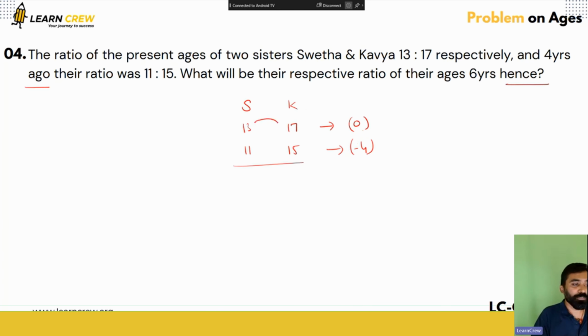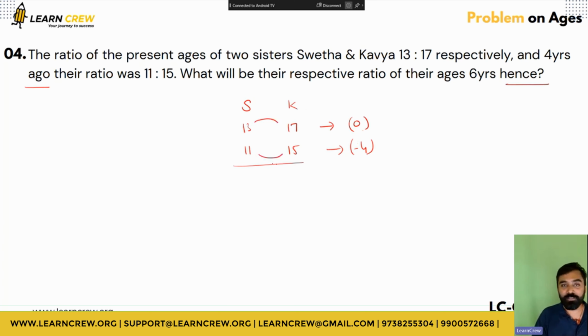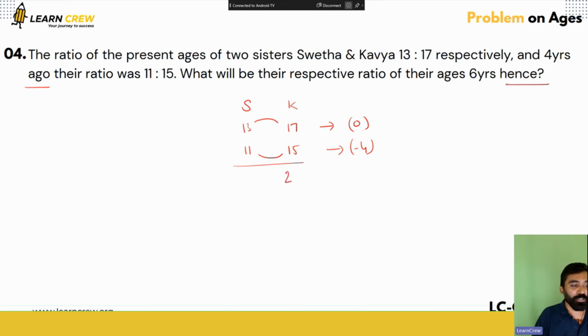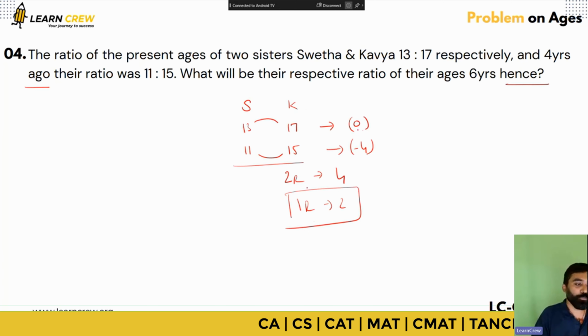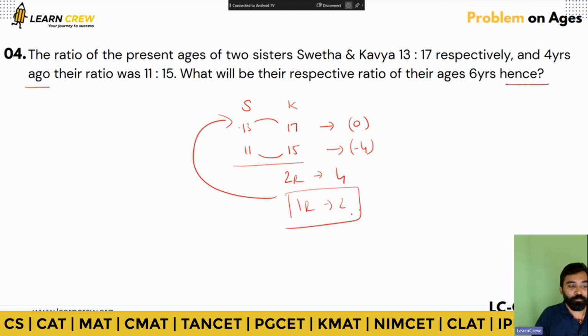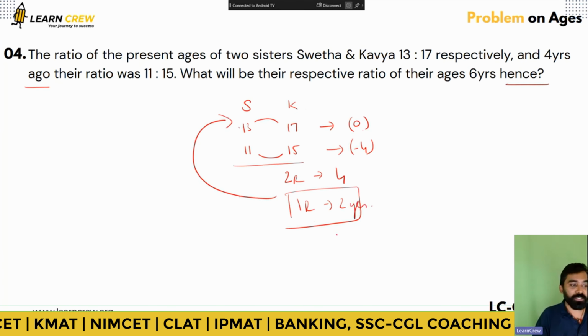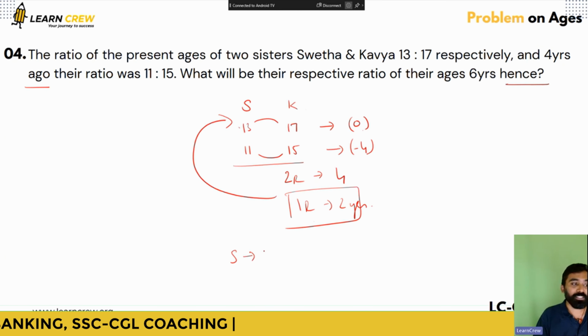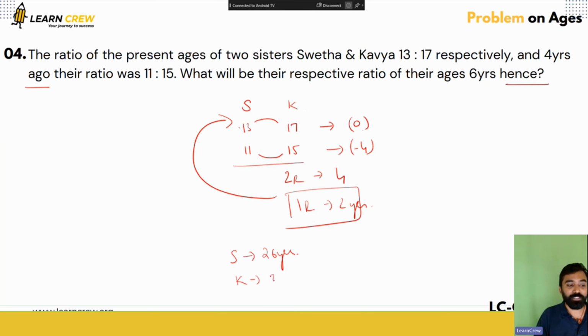Now, what is the difference between these? 4. The difference between this is 4. So we can subtract it. This becomes 2r equal to 4, or a single r equal to 2. Okay. Now, what will be the respective ratio of the ages 6 years hence? So first we need to find out the present ages. If one ratio equals 2 years, what is the present age of Swetha? 2 into 13, that is nothing but 26 years. What is the present age of Kavya? 17 into 2, that is 34 years.